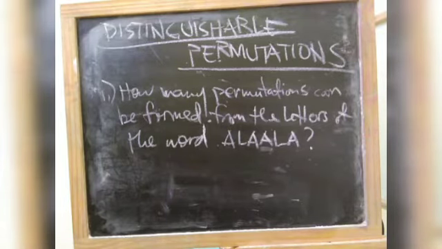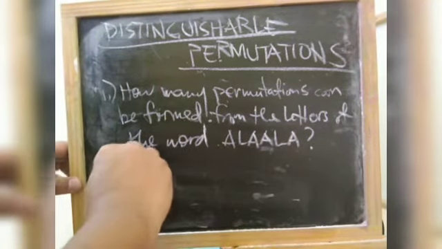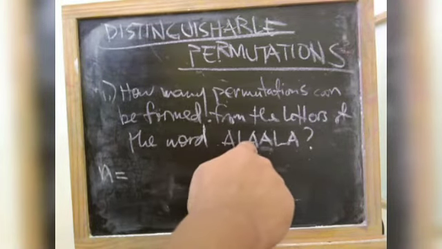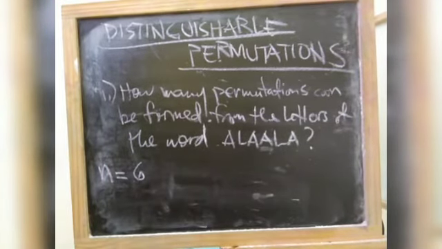So, you will notice, let's first identify your N here. How many letters are there in the word ALA-ALA? Let's count: 1, 2, 3, 4, 5, 6. So, there would be 6. Now, if it is simply a linear permutation wherein all the letters are different from each other, that would be easy. 6 factorial, and that's it.